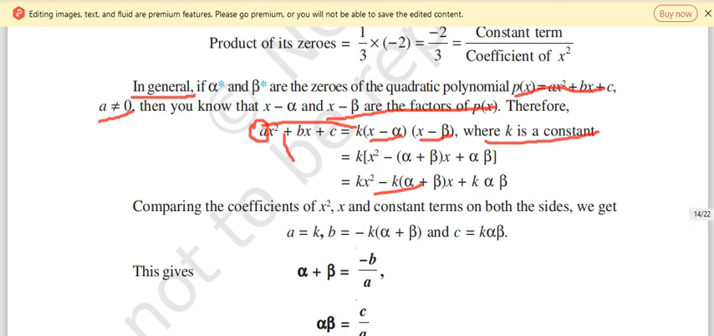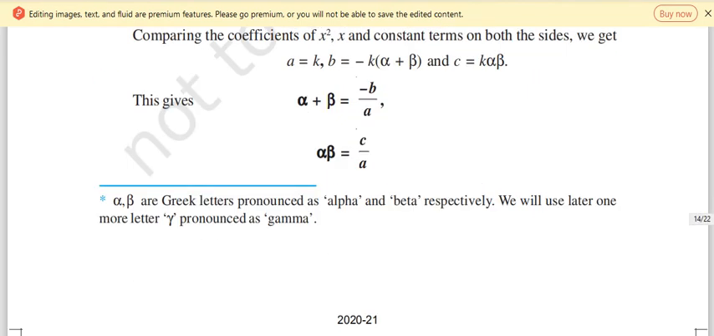b by k with a minus sign, where k equals a, so alpha plus beta equals minus b by a, and alpha beta equals c by k, meaning c by a, because k equals a. So finally we see that alpha plus beta equals minus b by a and alpha beta equals c by a.